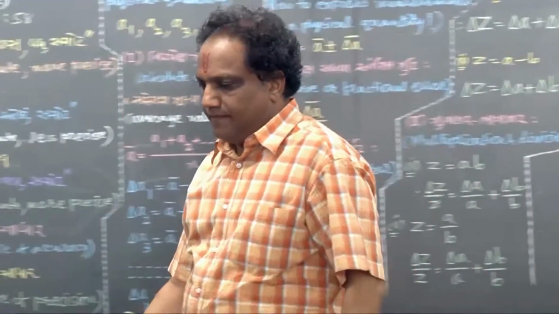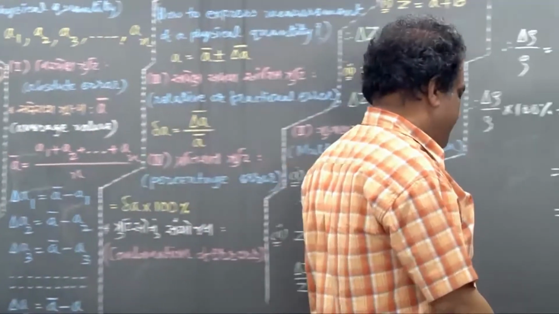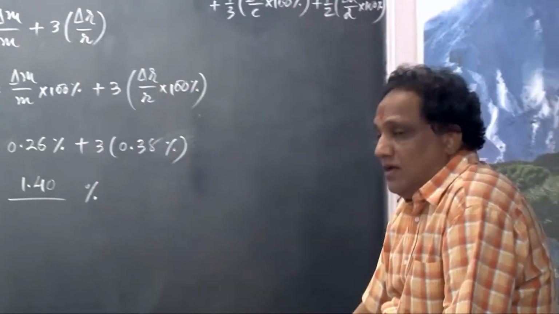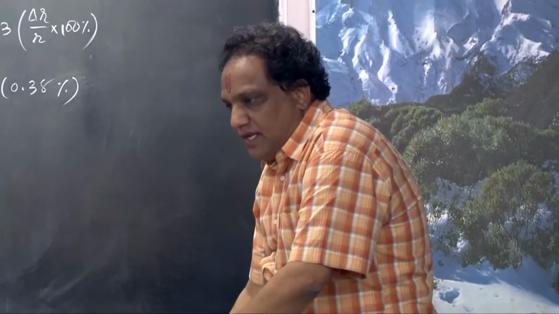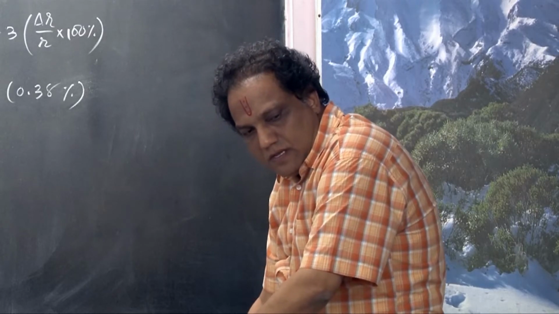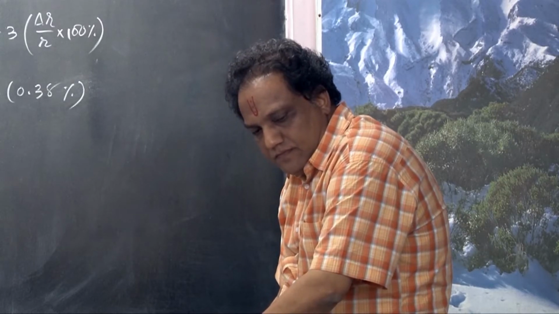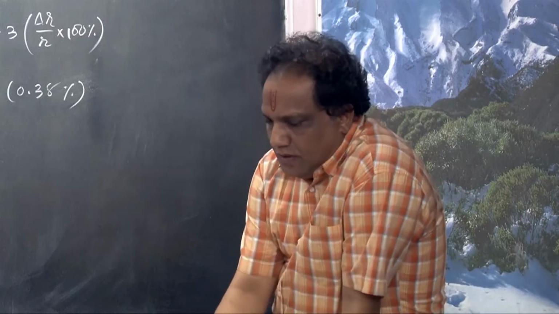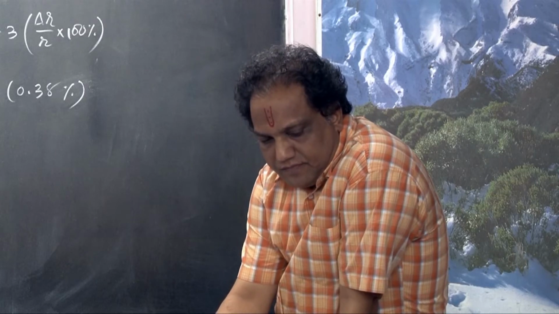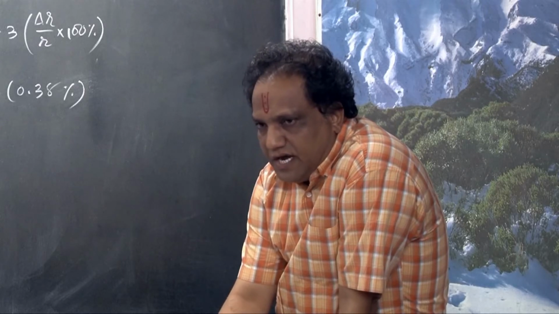Right, one more. 6. While measuring density of material of one cylinder, following readings are taken.